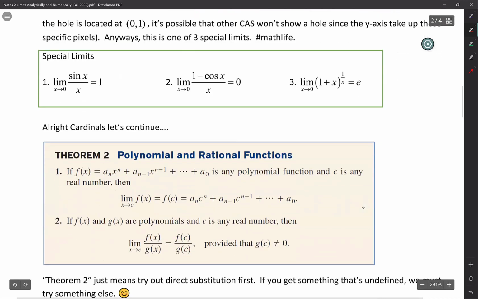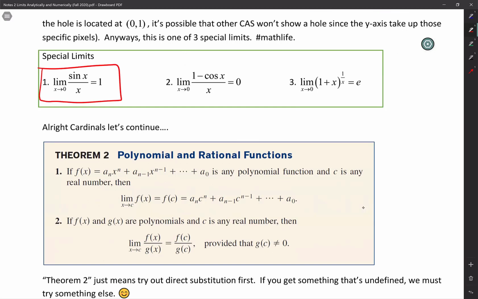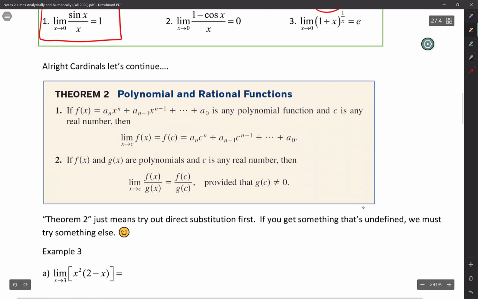Here are the special limits. And relax, guys. This one, number 1, is the one that you will be using the most. This one comes out, not often, but it comes out. And this one, number 3, it does come out often, but it comes out more often when we start talking about transcendentals, when we start talking about E and what it means to be an E. So we're going to save those for later on, but number 1, we're going to use all the time. Cool? All right.